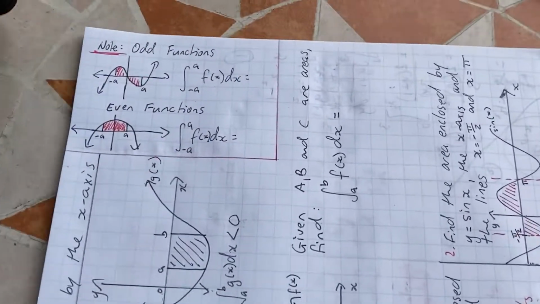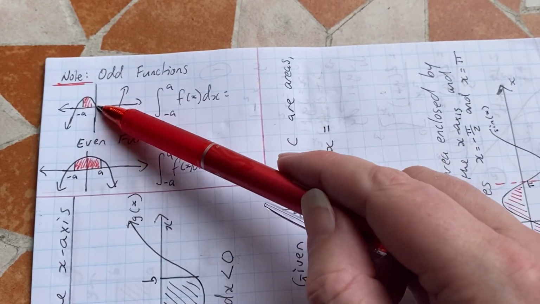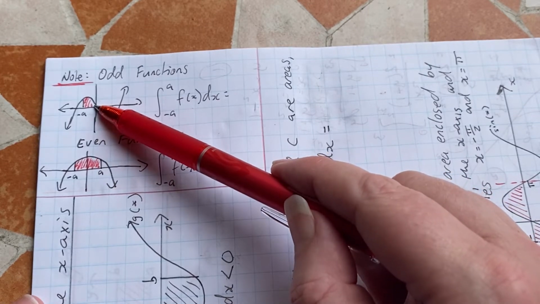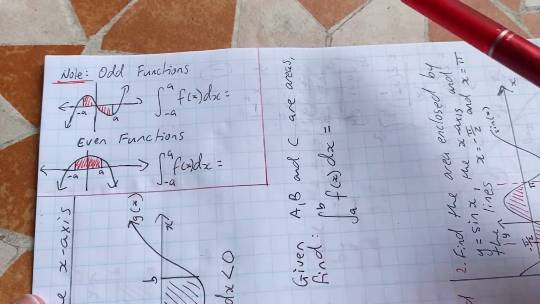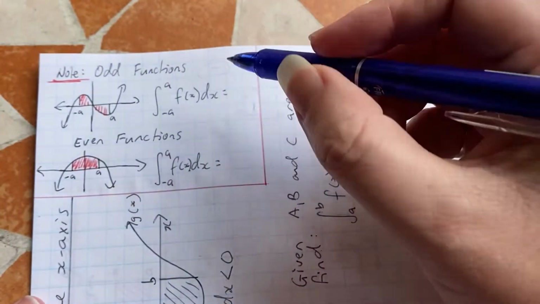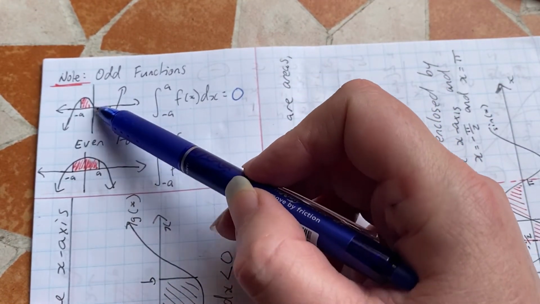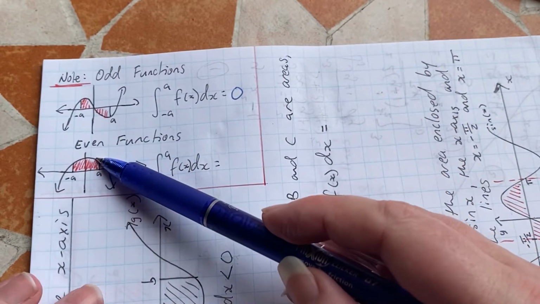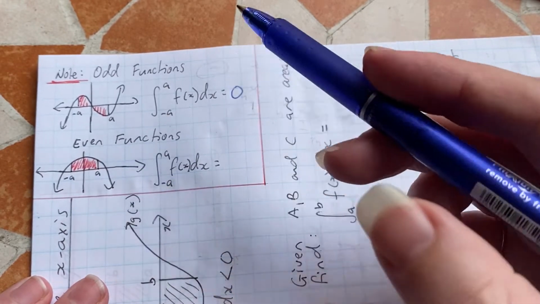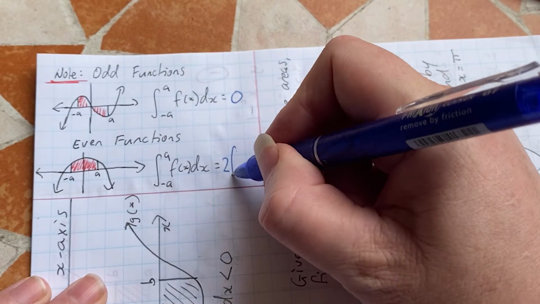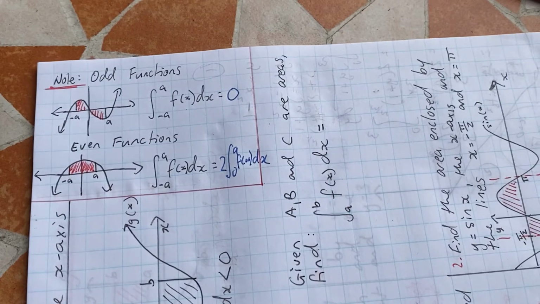So just a quick note about odd and even functions. If you've got an odd function, then it's symmetrical about (0, 0). It's got rotational symmetry. So the area from negative a to a, this area here would be the same as that area there. So the integral would equal 0 because they would cancel each other out. One's positive, one's negative, and they're the same size. For an even function, the integral from negative a to a, because of the symmetry here, you can just do 2 times the integral from 0 to a of that function. So that's just a nice little handy trick that you can use.